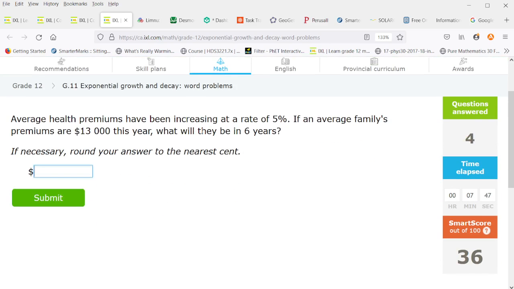Now, average healthcare premiums have been increasing at a rate of 5%. If an average family's premiums are $13,000 this year, what will they be in 6 years? Oh, am I glad we don't live in this system. Anyway, we have to watch rates of increase, because we're not just dealing with a 5% here. That means after each period of growth, we have 105% of what we had before.